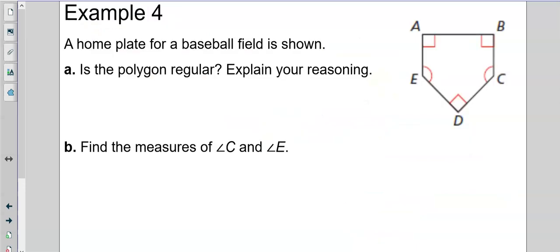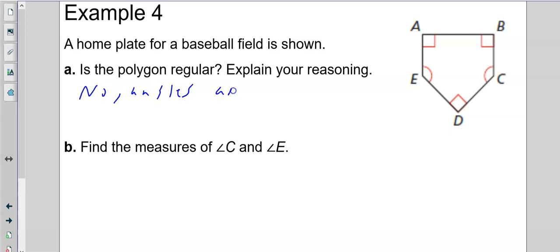Pretty simple. All right, example 4. Let's see what's going on here. Home plate for a baseball field is shown. Is the polygon regular? Explain your reasoning. Well, the answer is no.